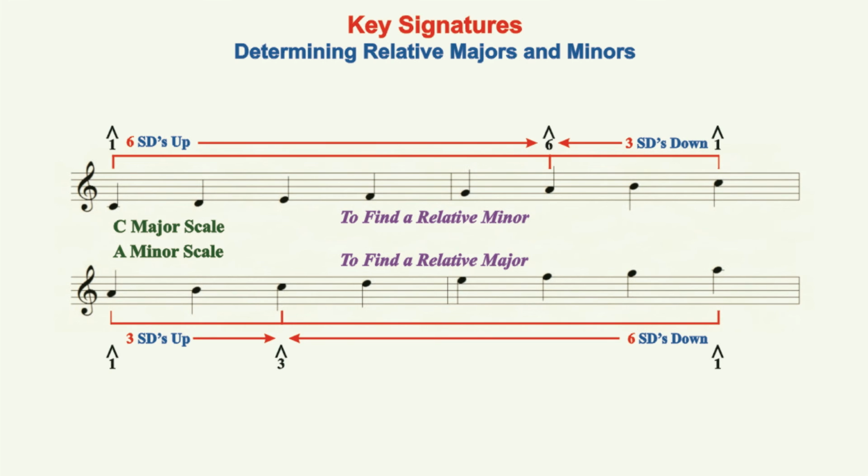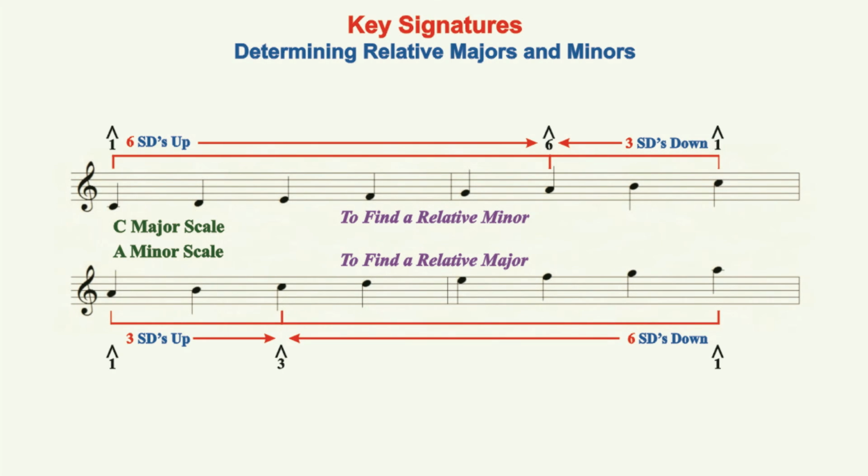Beginning with scale degree 1 of the C major scale, all that is necessary is to count upward or downward to scale degree 6, which leads us to an A natural. A minor, then, is the relative minor to C major.